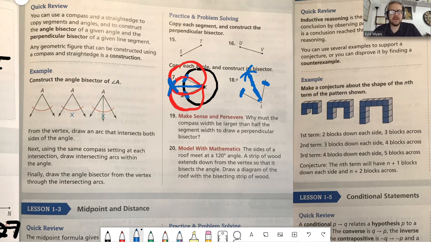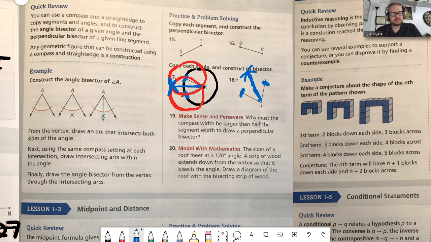Probably because it wouldn't connect. So if the compass width is not larger than half the segment width, then it wouldn't connect. You wouldn't be able to connect the things to draw the perpendicular bisector to start with. So we could look at examples of that, but the answer is just it wouldn't connect, basically.